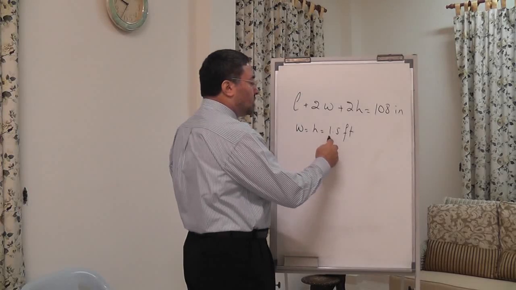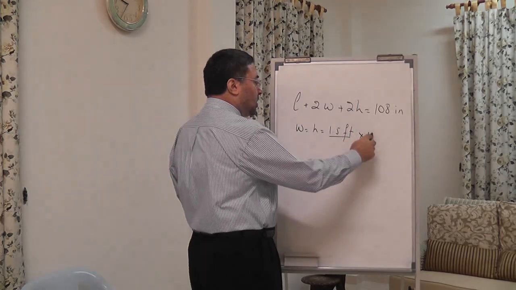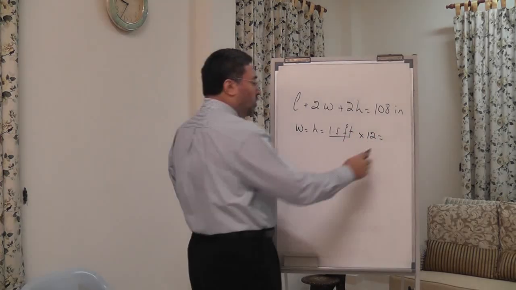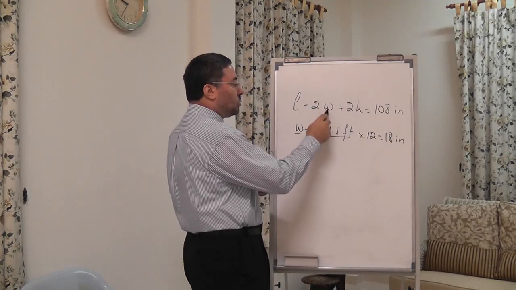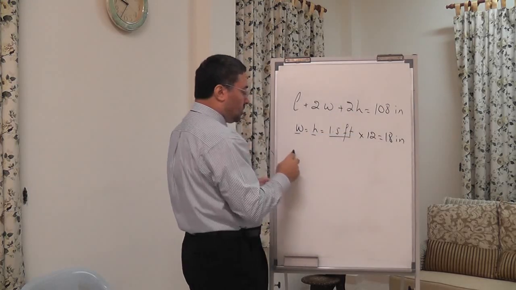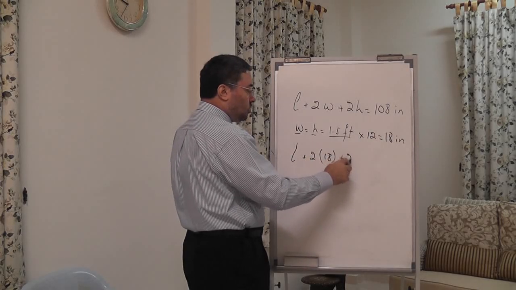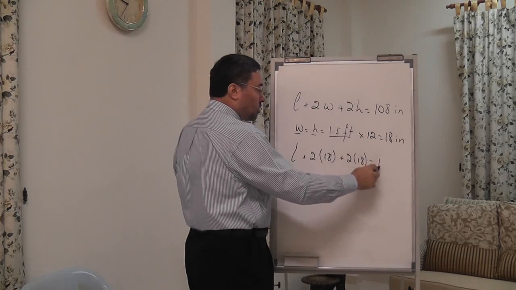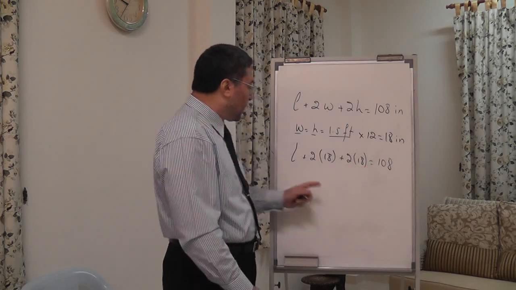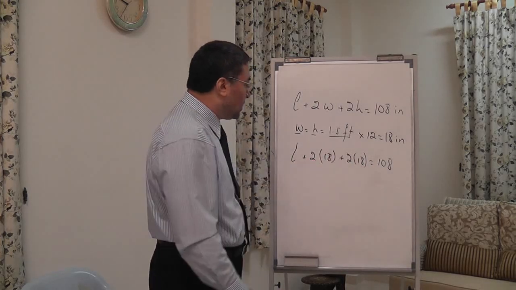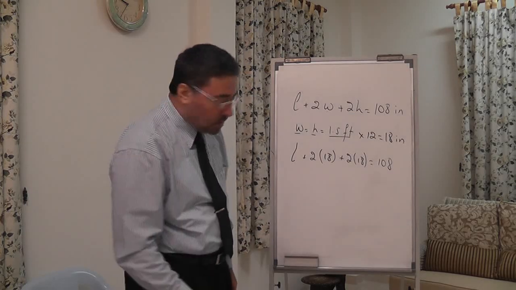Here we have to change this number to inches, and this is done by multiplying this by 12. So we will change it right now, and 12 times 1.5 is 18 inches. So now we know that our width and height, which we are going to replace here, is 18. So length plus 2 times 18 plus 2 times 18 again is equal to 108 inches. So we are going to get the length in inches. Here we have 2 times 18 and 2 times 18, that's 4 times 18, and we can do this on the calculator, and that's 72.